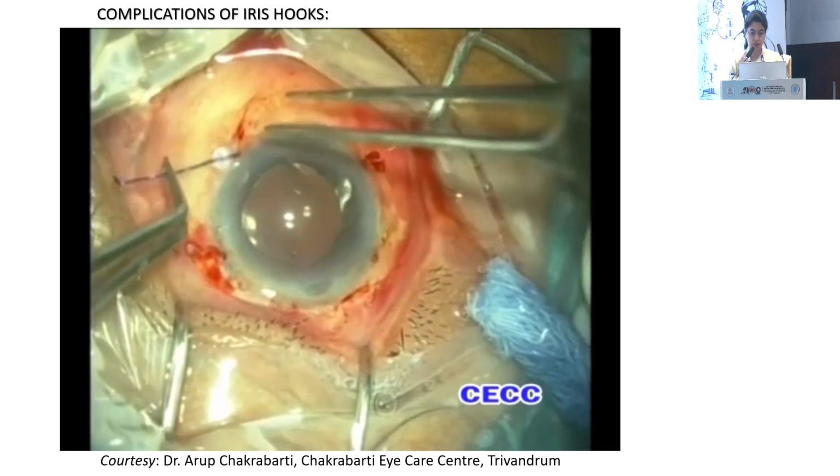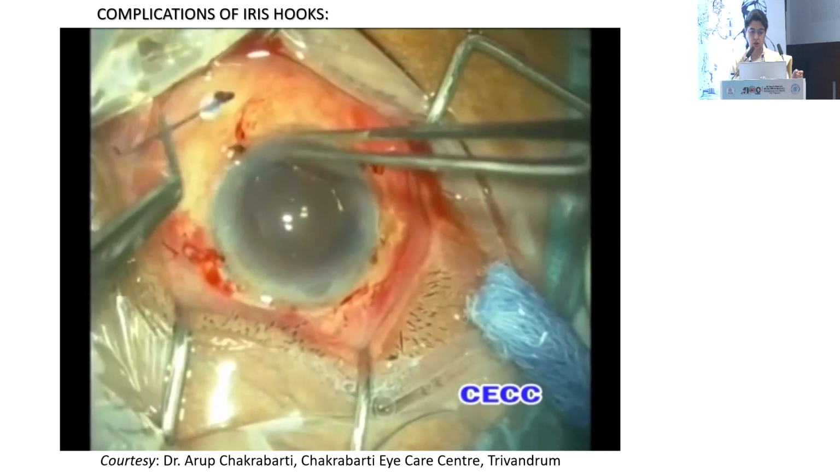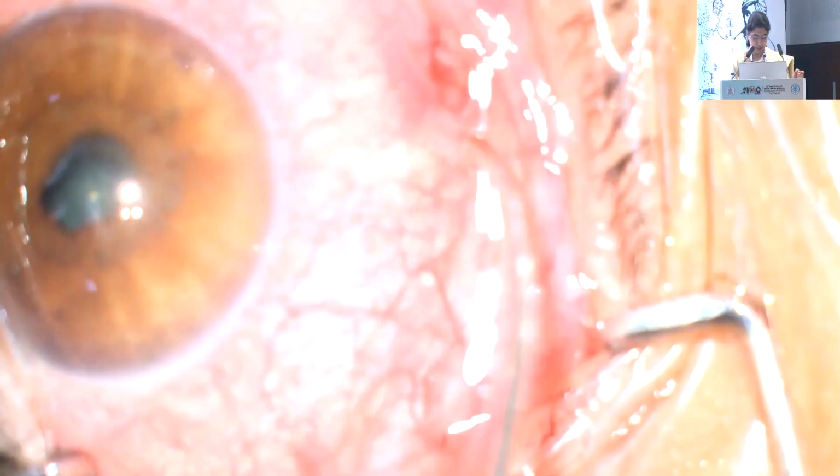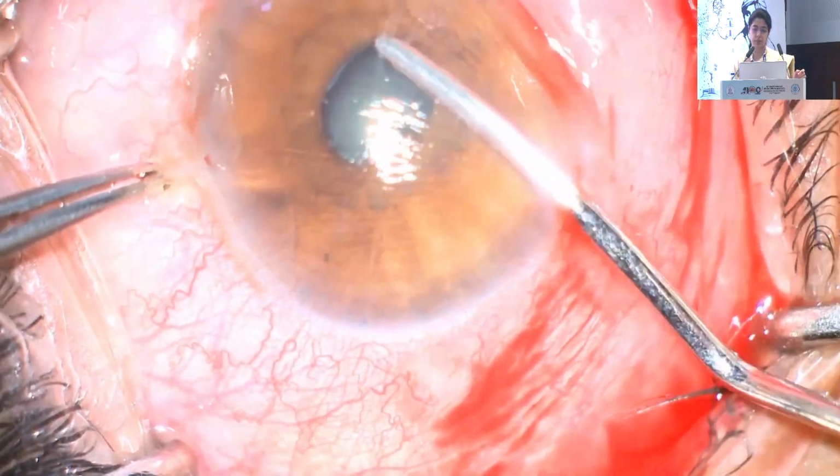While removing the iris hook, one part of the iris gets caught. So please be gentle in these eyes. Now this is the second eye of the same patient. Here I have used a BHEX ring.